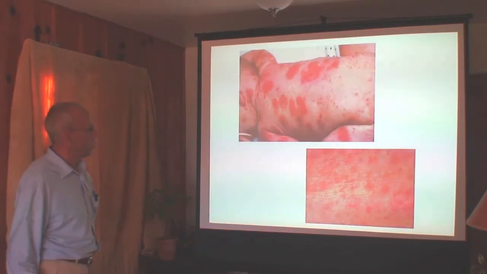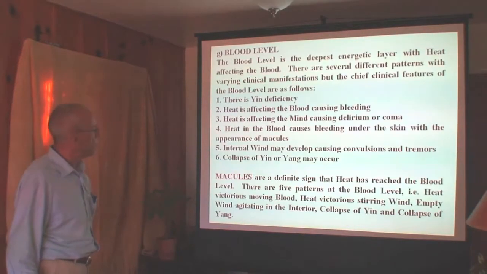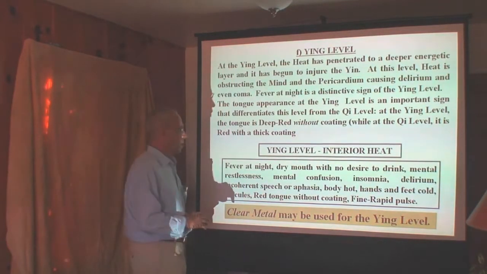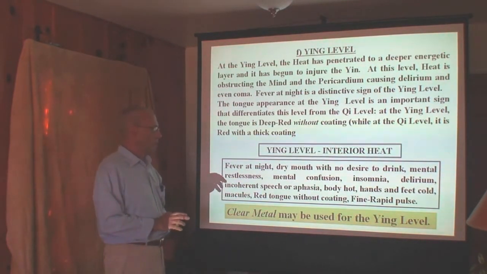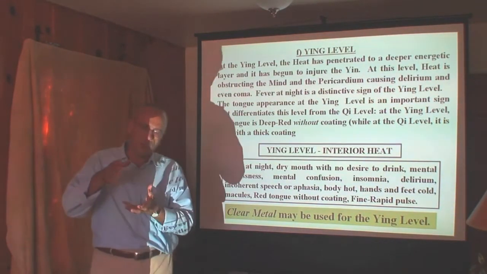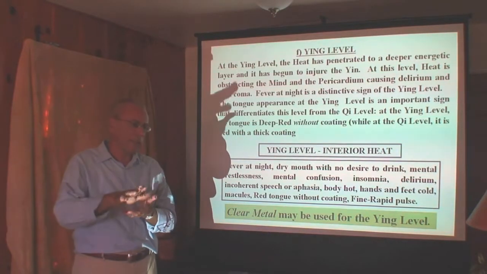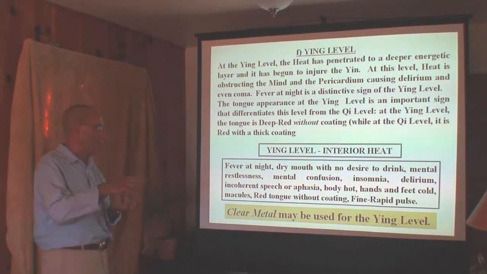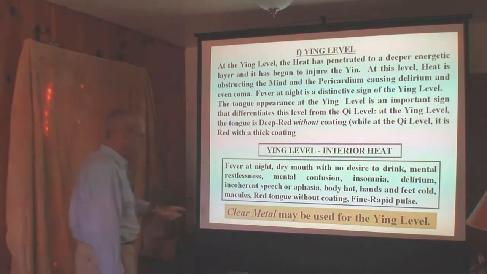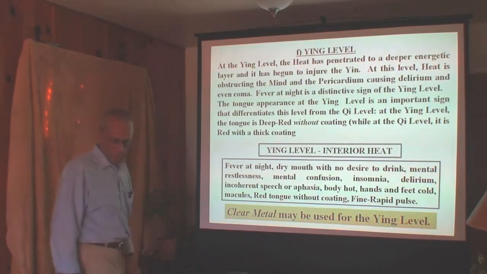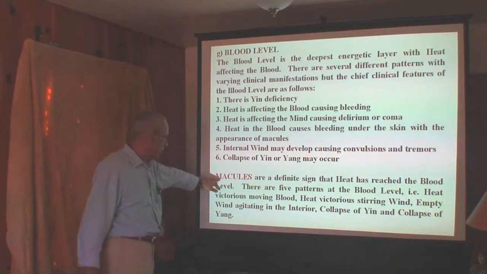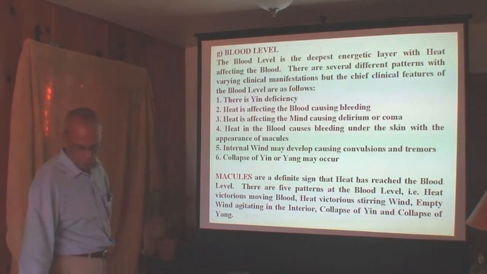So we do not treat the Yin and blood level, except the Yin level is not always a very severe stage. Children can often go from the Qi level, kind of dip into the Yin level for half a day or a few hours, and you can see it from the tongue losing the coating. That's when you can use Clear Metal for that stage. But definitely, if you see macules, it is a very bad, very serious sign, and we should not treat them.